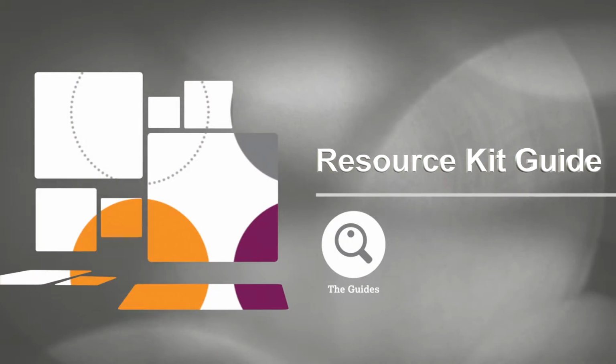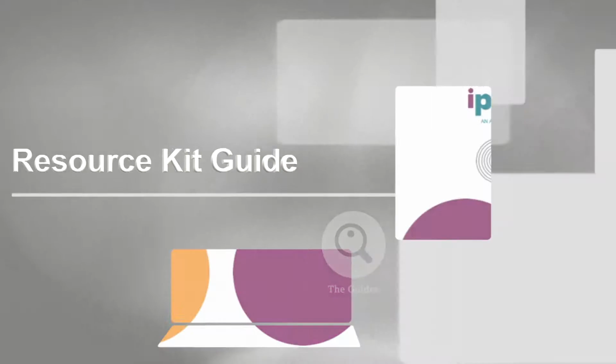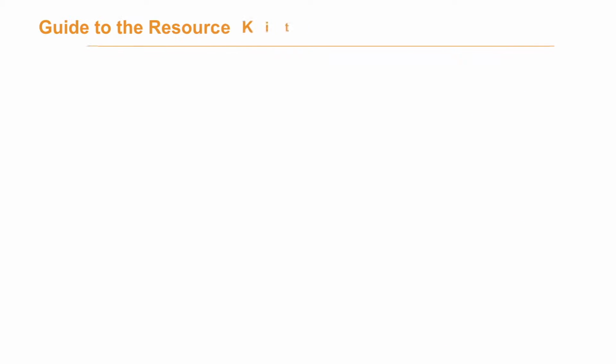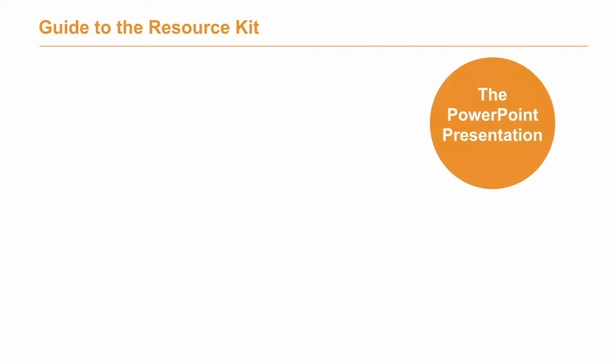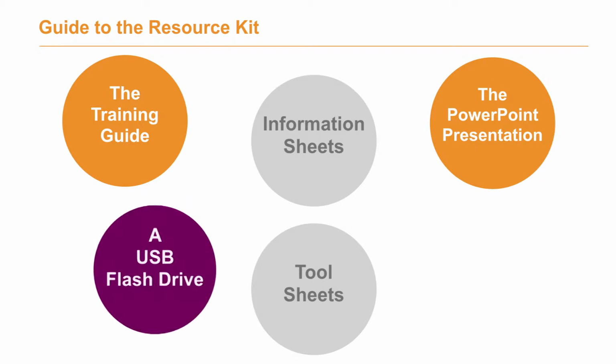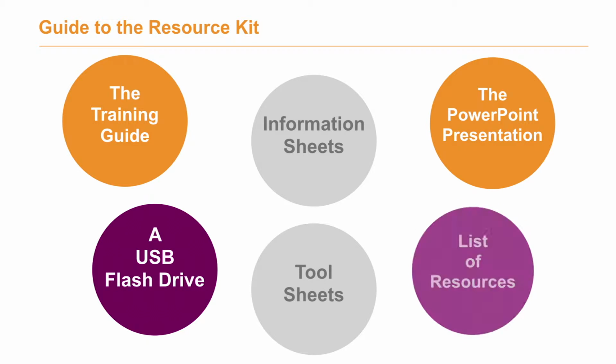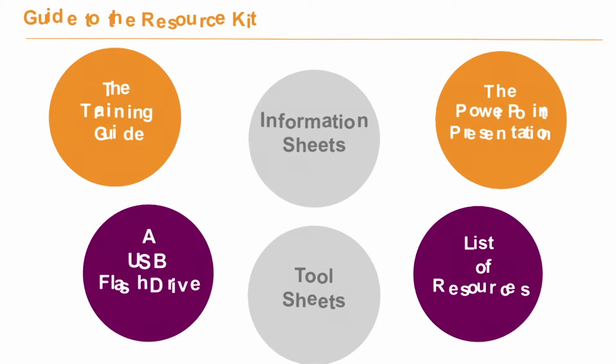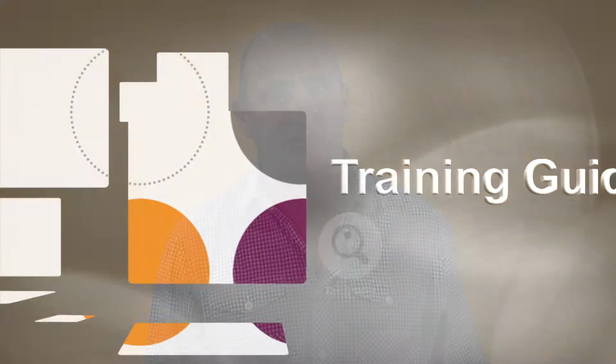The guide to the resource kit contains an overview of the 6 major parts of the resource: the PowerPoint presentation and slides, the training guide, the tool sheets, the information sheets, the USB flash drive, and also a list of other resources. It's designed to be used by coordinators and educators to learn how to use the kit effectively and provides tips and strategies on how best to use the resource.